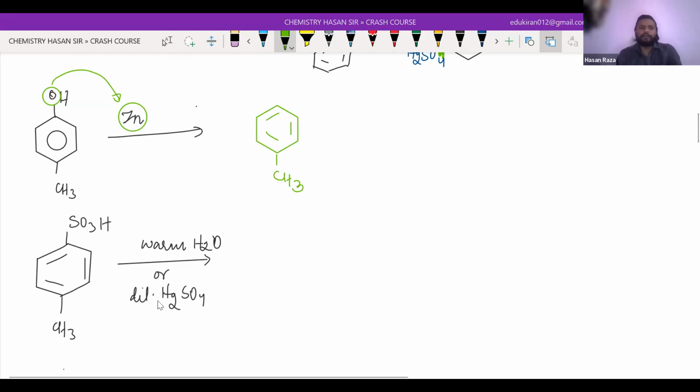You can see if this reacts with warm H2O, then it will be converted into CH3. This SO3H will be removed. Is that clear? So if you know the principle of this reagent, what does it actually do? The reaction cannot be wrong. It will always be right. Okay.